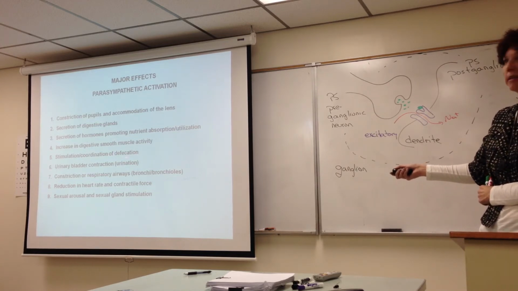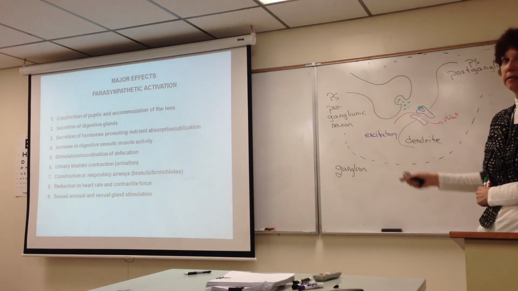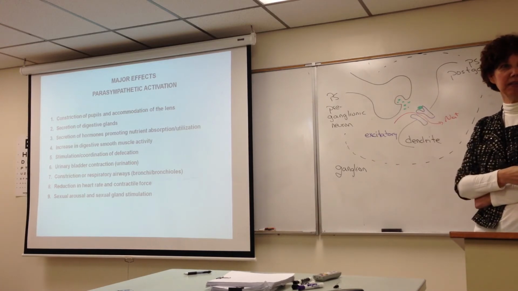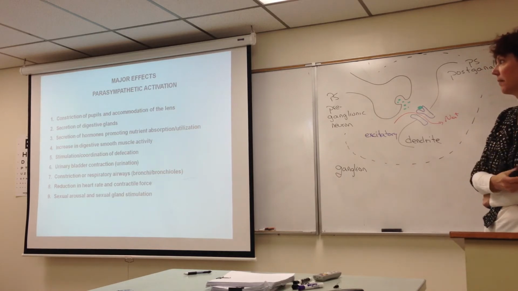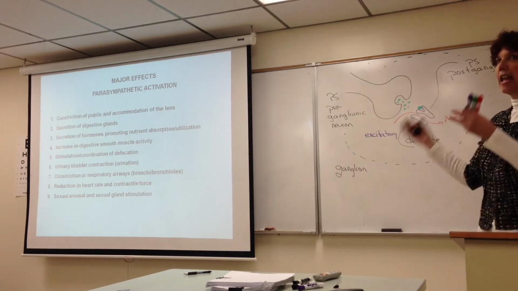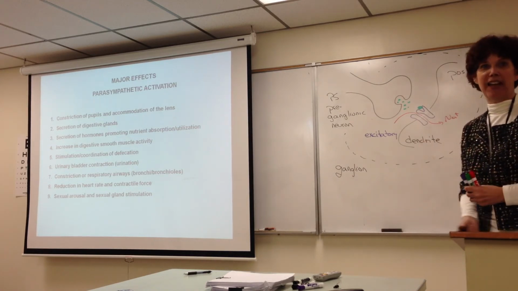Control of defecation and urination. Constriction of the respiratory bronchioles. Fight or flight sympathetic is going to be dilation. Heart rate slows down. All of these are done. The sympathetic has the opposite effect.